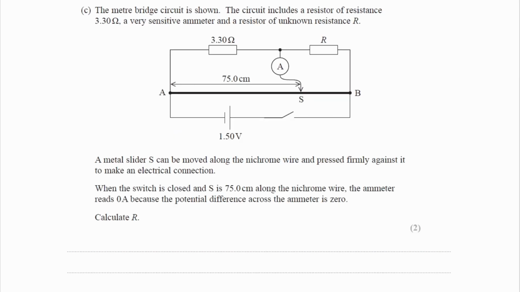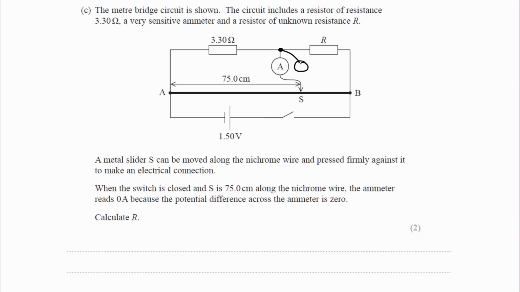And finally for part C, we have a circuit with the same wire as before, but in parallel with that wire we have two resistors. And we have an ammeter going from one parallel branch to the other. We're told in the question that the ammeter reads 0 amps because the potential difference across the ammeter is 0. So if you were to place a voltmeter here, that voltmeter would read 0 volts.